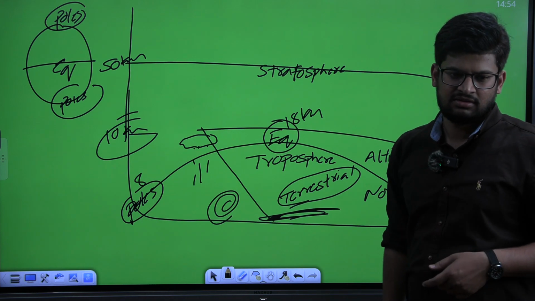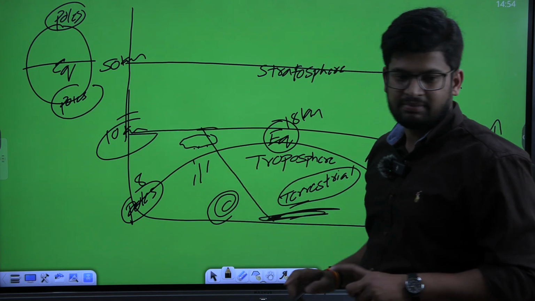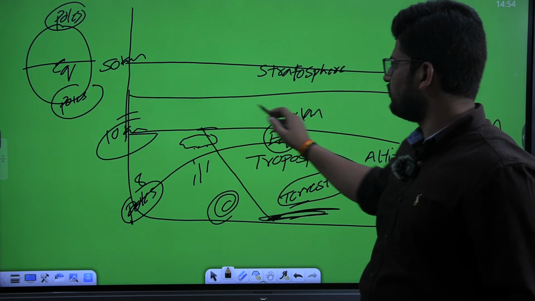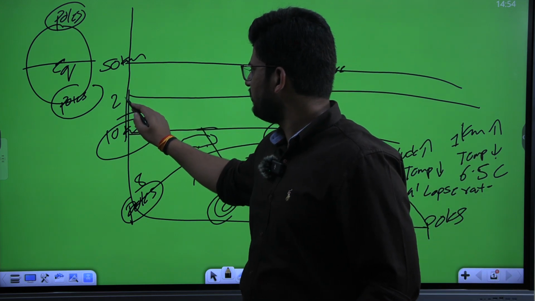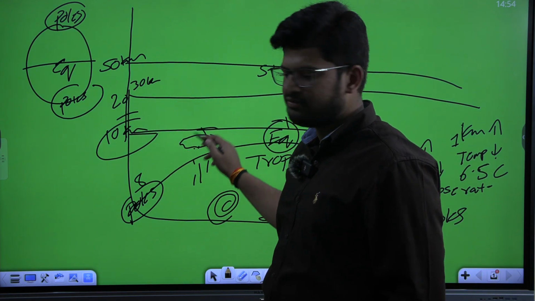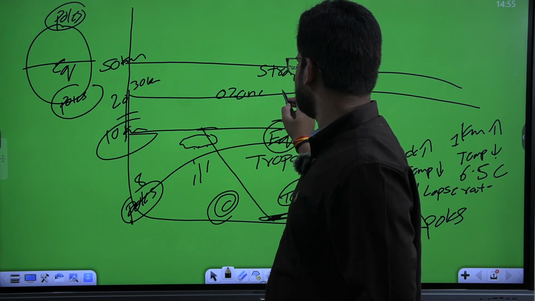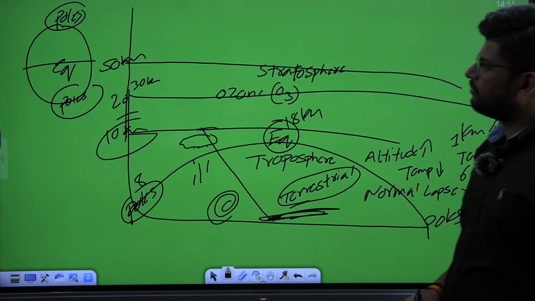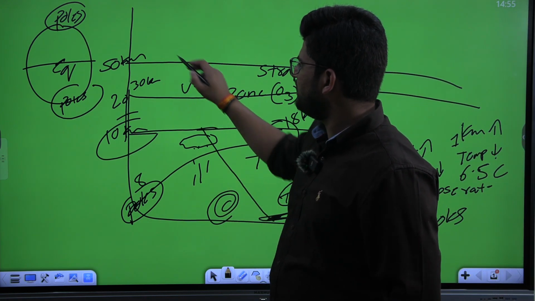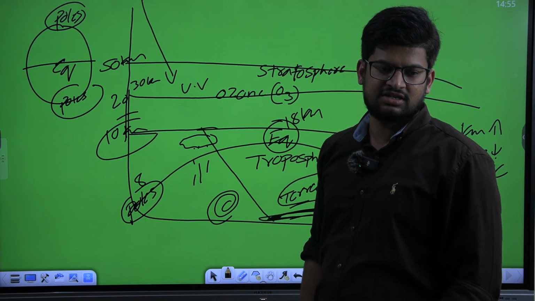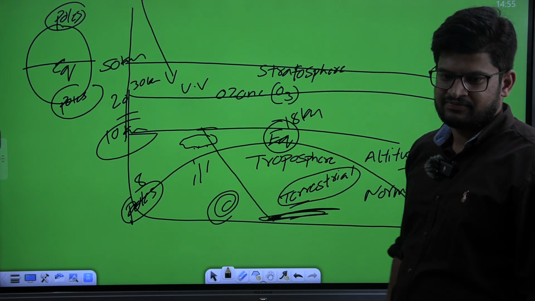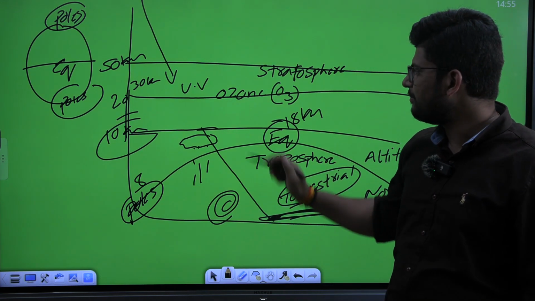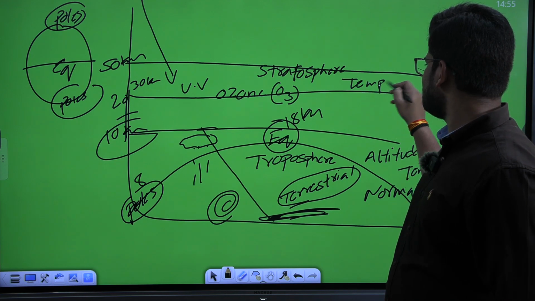In the stratosphere, temperature starts to increase because of the presence of the ozone layer. Around 20 to 30 kilometers, you have the ozone layer, which is dominated by O3 molecules. This ozone protects us from the UV radiation coming from the sun. Since this ozone layer absorbs the heat, temperature increases in the stratosphere.